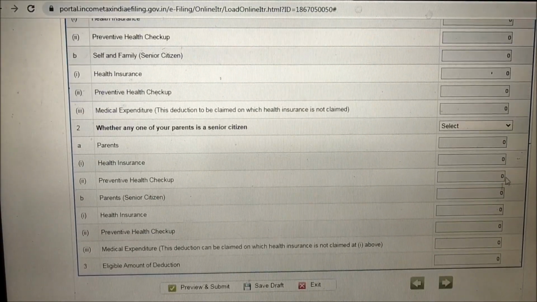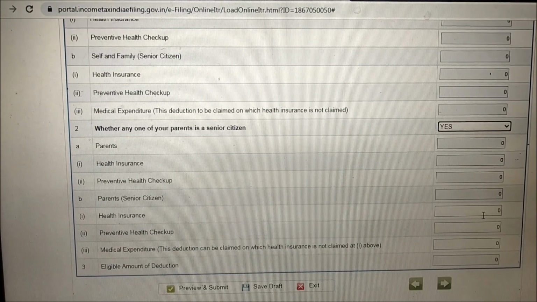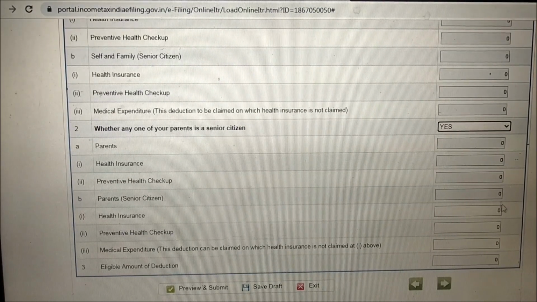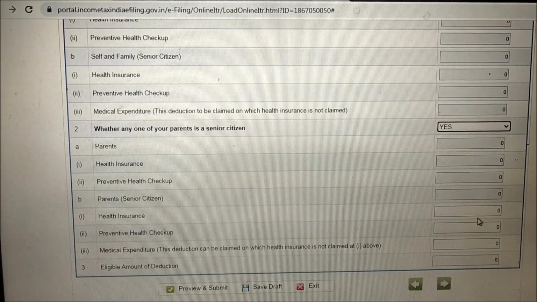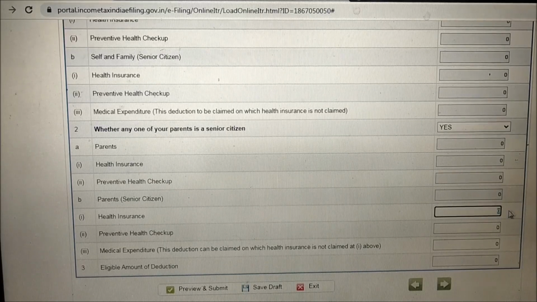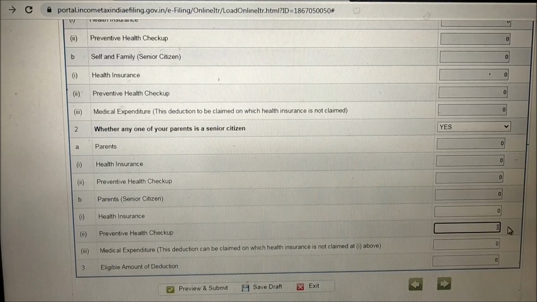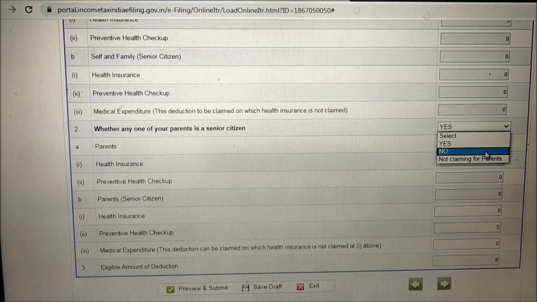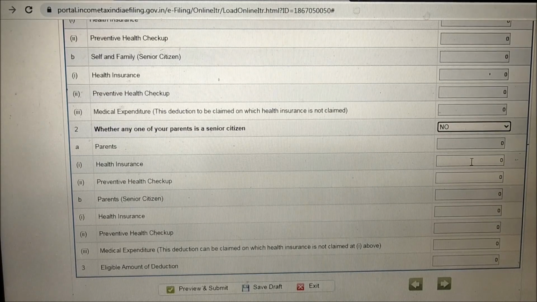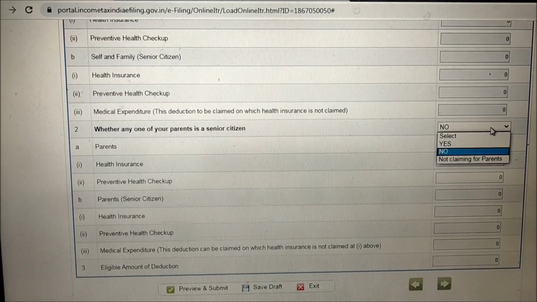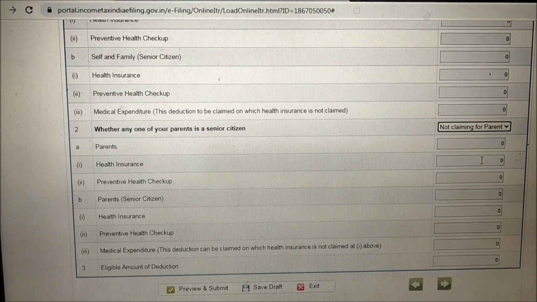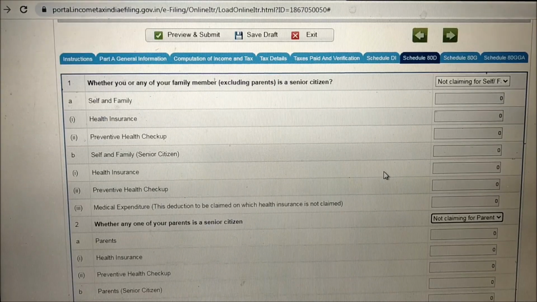Now, whether any of your parents is a senior citizen. If you put yes, then the same condition applies: you get health insurance, preventive health checkup and medical expenditure as a deduction. If no, then only health insurance and preventive health checkup. And if you wish not to claim for parents, then all tabs are inactive.